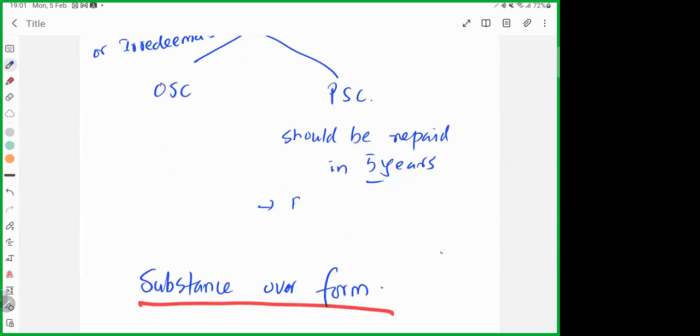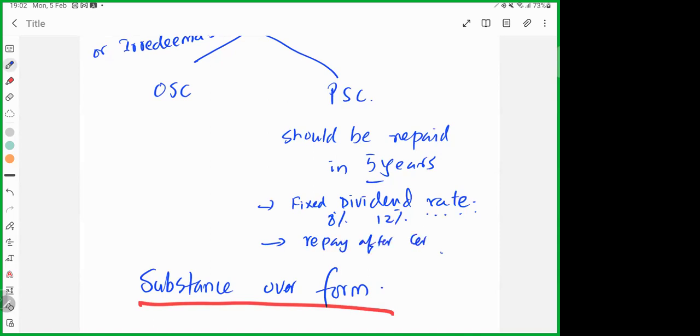One, a fixed dividend rate, for example 8% or 12%. Second, repayment after a certain number of years. Fixed dividend rate, 8%, 12% and so on, and repayment after a certain number of years. Understand me? Good. If you satisfy these two conditions, then that becomes a liability.